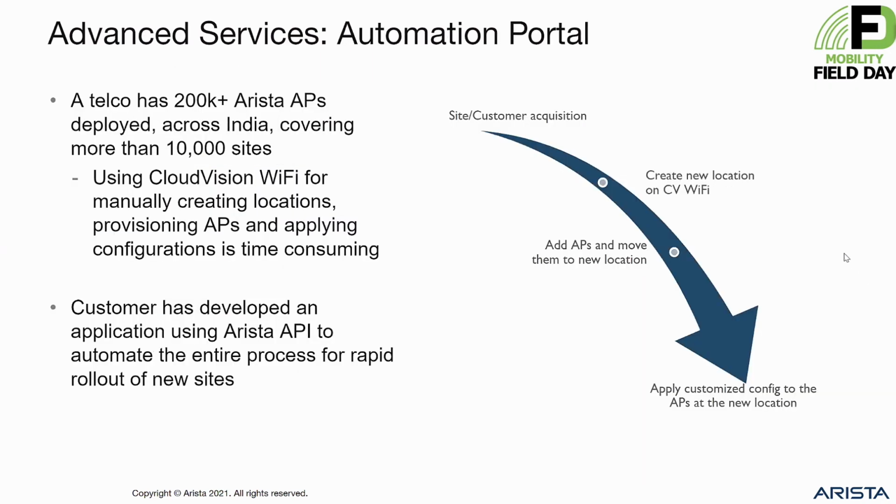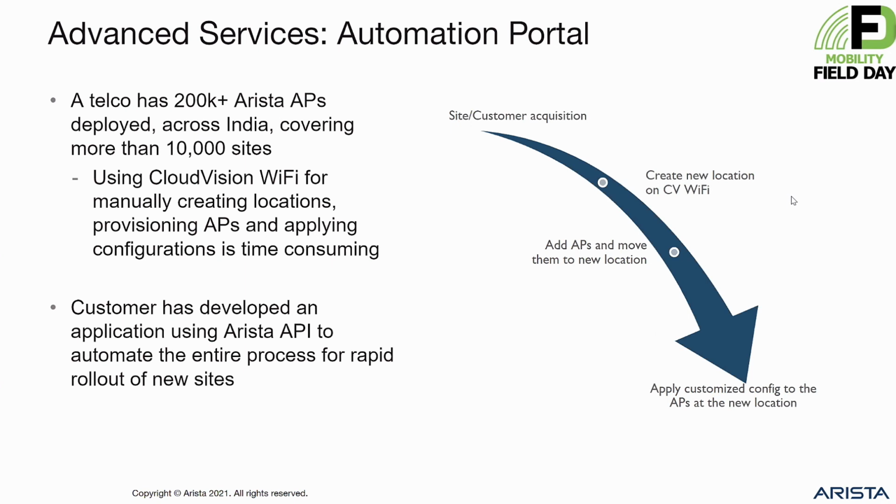The second example is of an automation portal. So imagine deploying thousands of APs every week on a month-by-month basis. And doing this using the CloudVision Wi-Fi UI can take a lot of time because you have to manually create locations, you have to provision APs, and you have to apply the configurations. And this whole process is quite time-consuming.